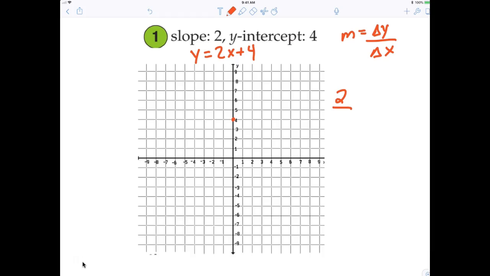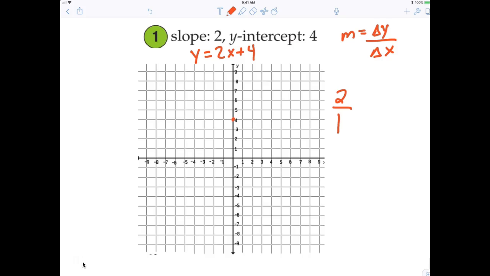2 over 1. Thank you. 2 over 1. All right, so from there, how do I find another point? What do I have to do? Someone be brave. 2 divided by 1. What does that mean?